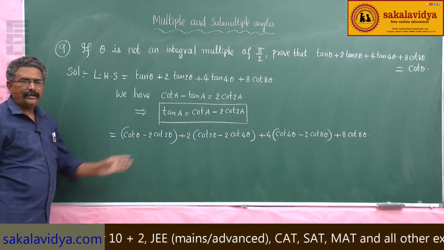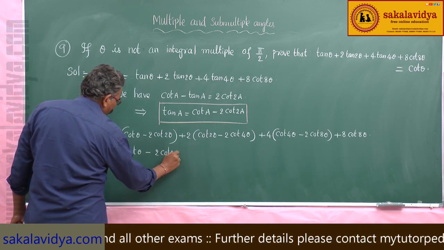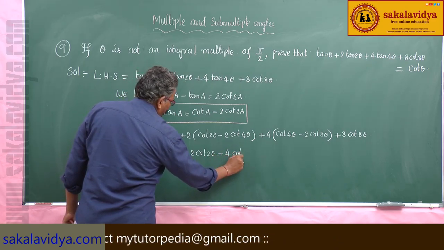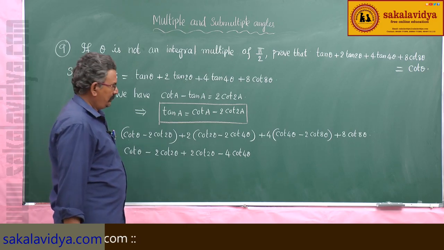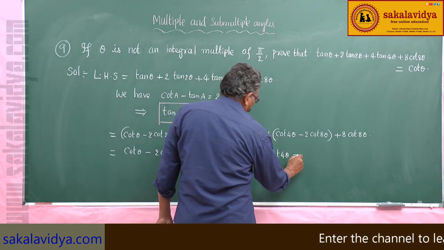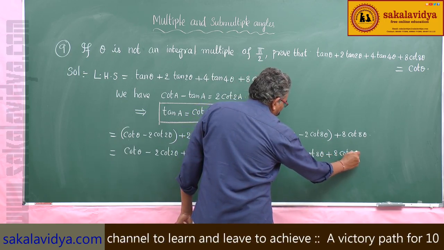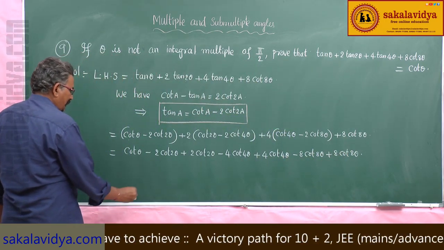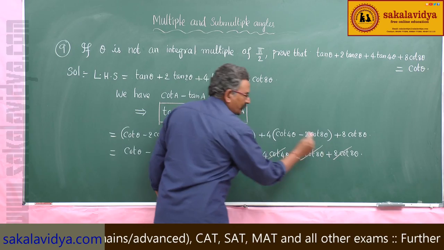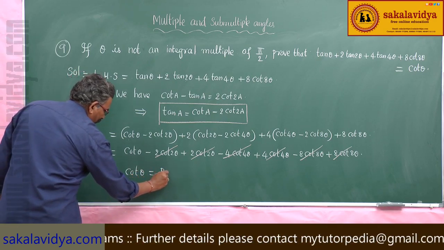So, let us remove the brackets. Cot theta minus 2 cot 2 theta plus 2 cot 2 theta minus 4 cot 4 theta, plus 4 cot 4 theta minus 8 cot 8 theta plus 8 cot 8 theta. Here see, very interesting. These two get cancelled, this one and this one, and this one and this one. Remaining is cot theta. So, this is equal to cot theta, which is the required RHS.